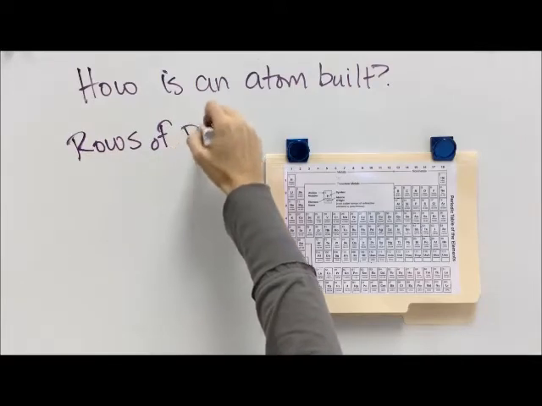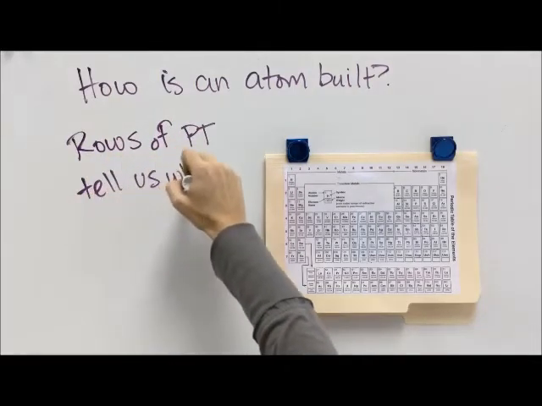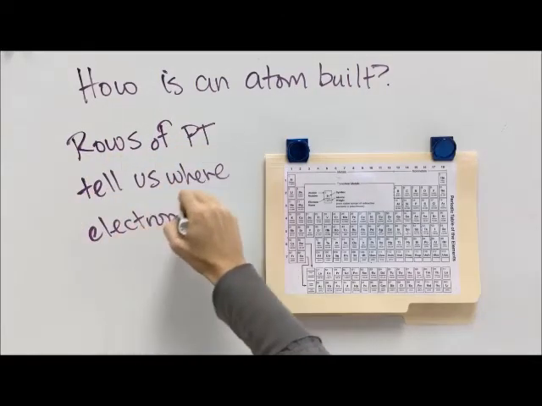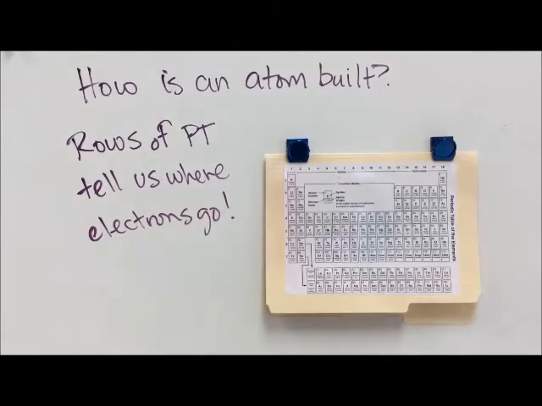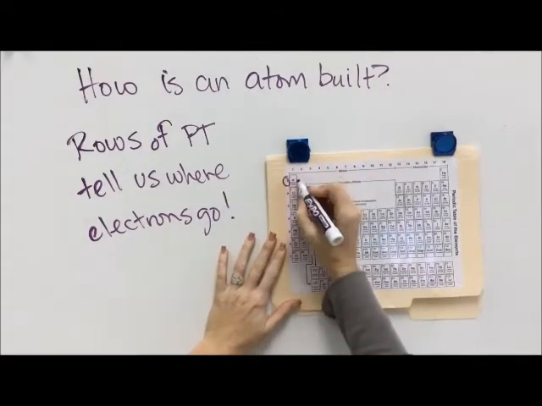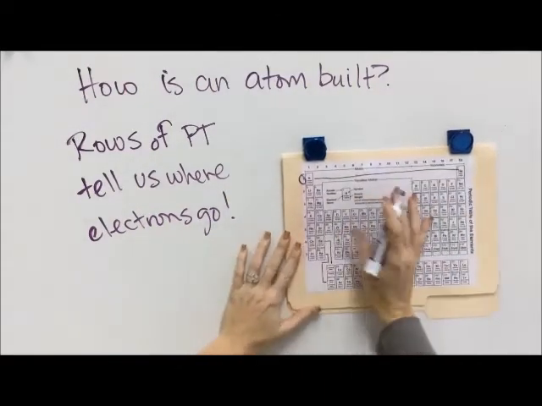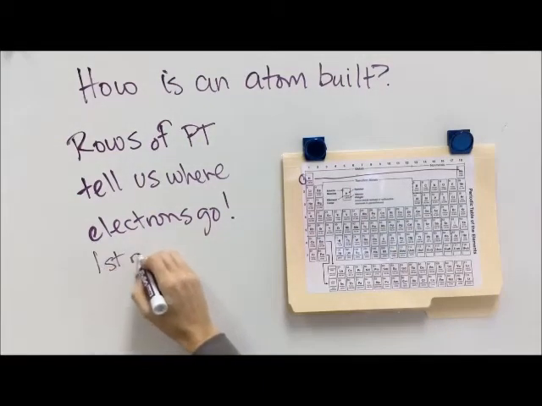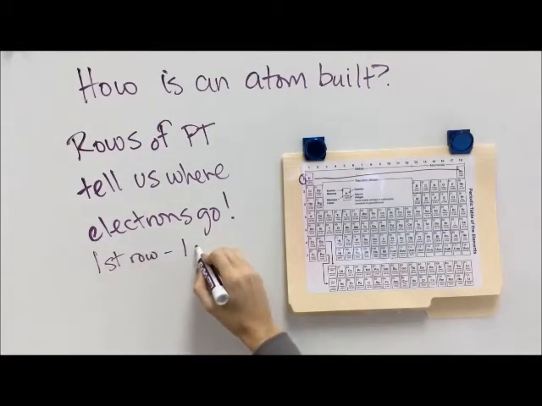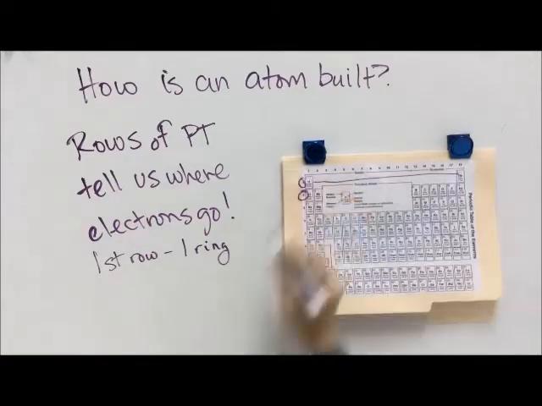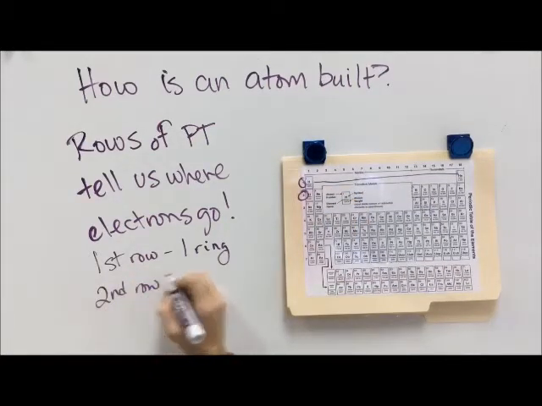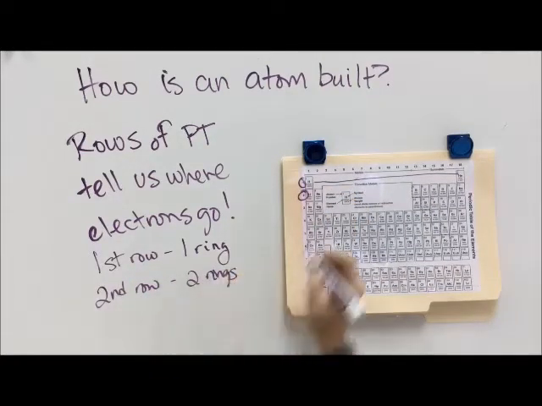This periodic table has so many layers of amazing knowledge on it. The guy that invented it had no idea how much was on it until more and more scientists figured it out. Okay, so the rows of the periodic table tell us where the electrons go. If it's in row 1, the first row, it's going to have 1 ring for the electrons, or orbital as they're called. If it's in the second row, there's going to be 2 rings that we're going to draw.